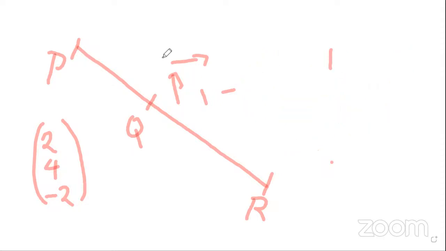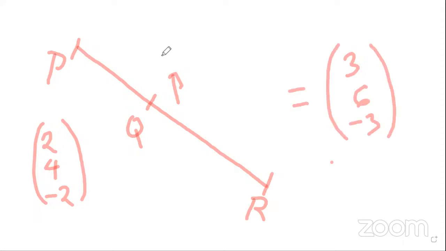The same procedure, we take R minus Q. R is 6, 9, negative 2. We minus 3, 3, 1. We end up with 3, 6, negative 3. That is QR, right?